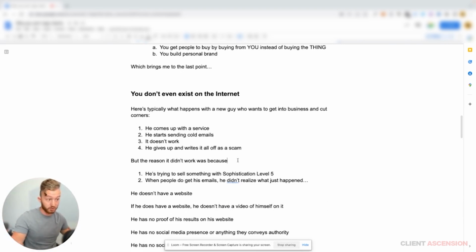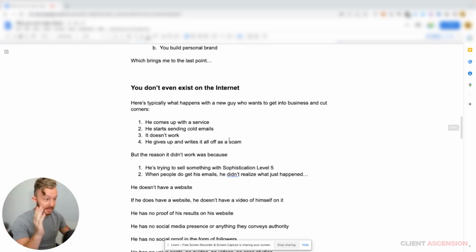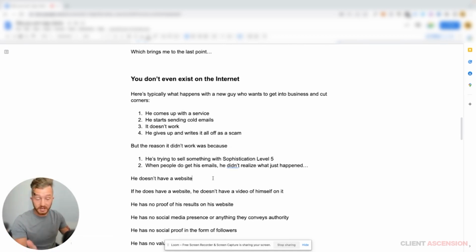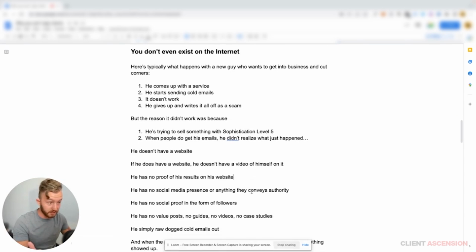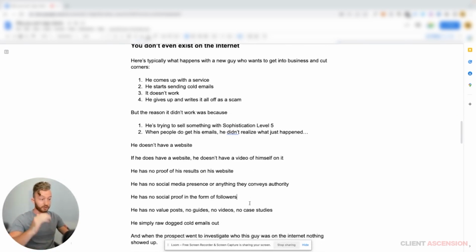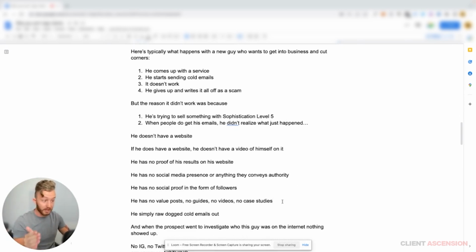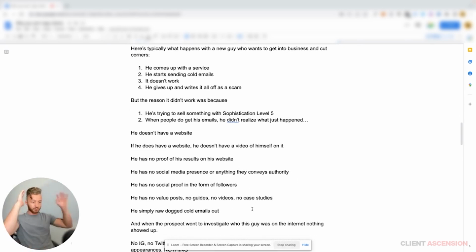But the reason it didn't work was because, one, he was trying to sell something with a market sophistication level of 5, right? And when people did get his emails, he didn't realize what just happened. And it was that he didn't have a website. If he did have a website, it doesn't have a video of himself on it. He has no proof of his results on his website. He has no social media presence or anything that conveys authority. He has no social proof in the form of followers. He has no value posts, no guides, no videos, no case studies. He simply raw dogged cold emails out under the impression that this would just work. Doesn't work like that, right?